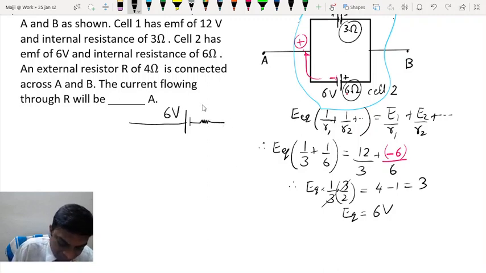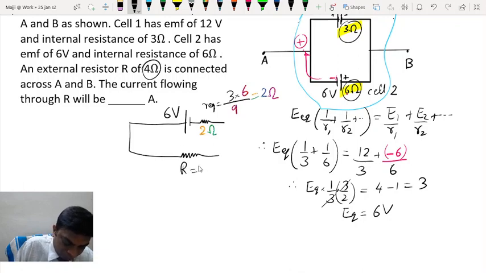And coming to equivalent resistance, since the resistances are in parallel, use the formula product upon sum. Product upon sum, so you get 2 ohm. So this is 2 ohm. So it is connected across an external resistance R is equal to 4 ohm. So in a simple loop, as you can see, this is a simple loop.